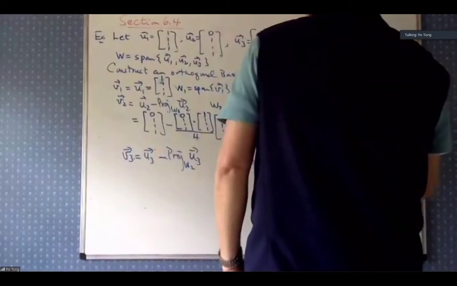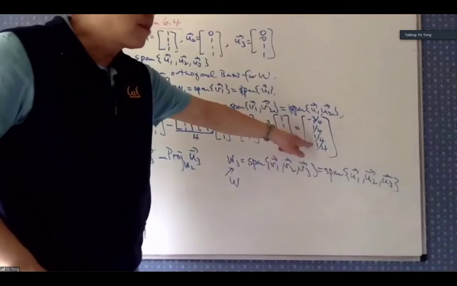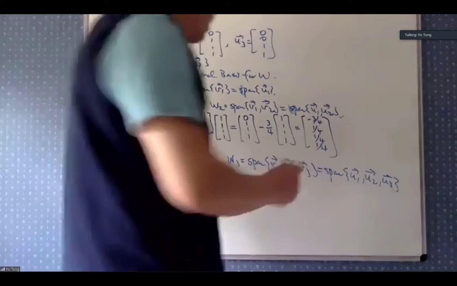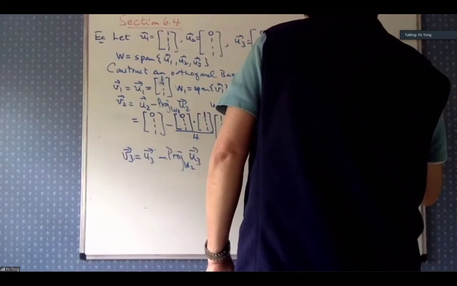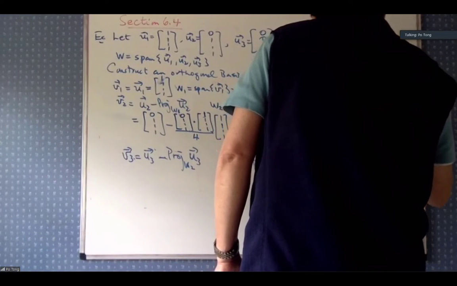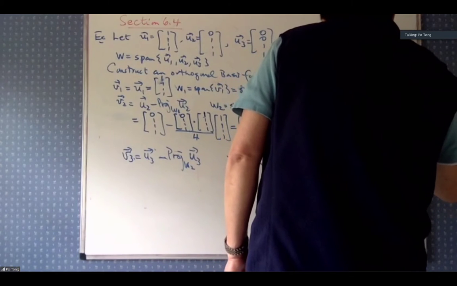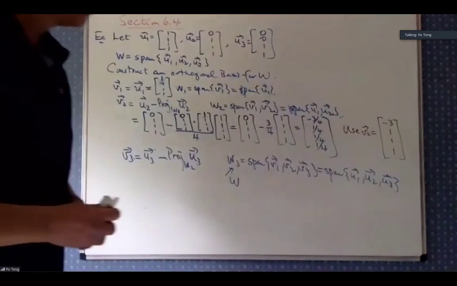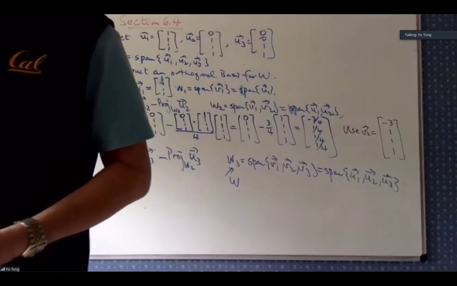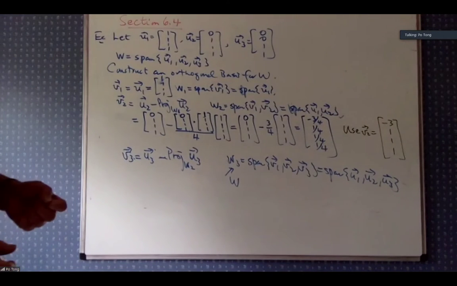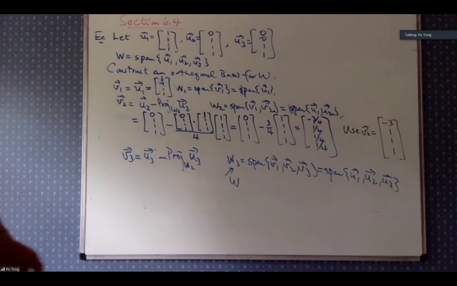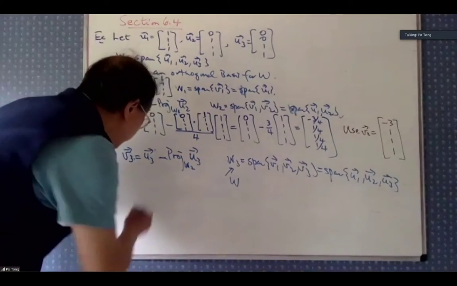So instead of using this, if you use this, you will have a lot of fractions to deal with. So we will use V2 equal to this guy instead. Okay? You are allowed to scale it without affecting the answer. So we are nearly done. We just need to do one more step. Okay? So the next step here, our final step.